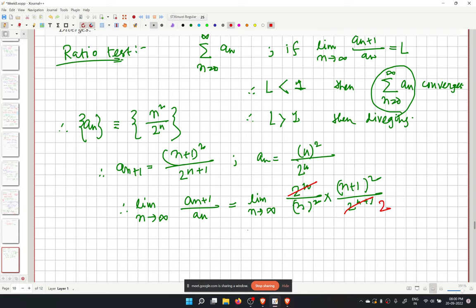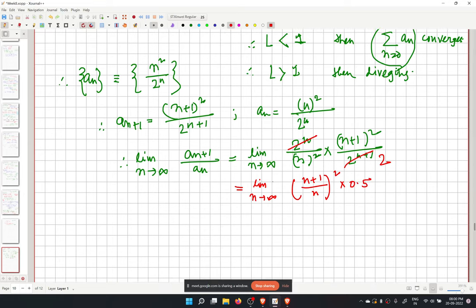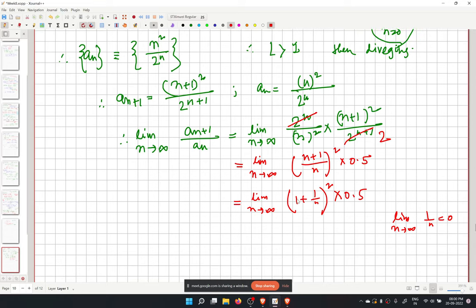We will have only 2 at the bottom, and this will be (n plus 1) by n square times just 0.5, right? So we can simplify this like this, 1 plus 1 over n. And as we know, limit n tends to infinity 1 over n is 0, we will get that this limit is 0.5, which is less than 1.